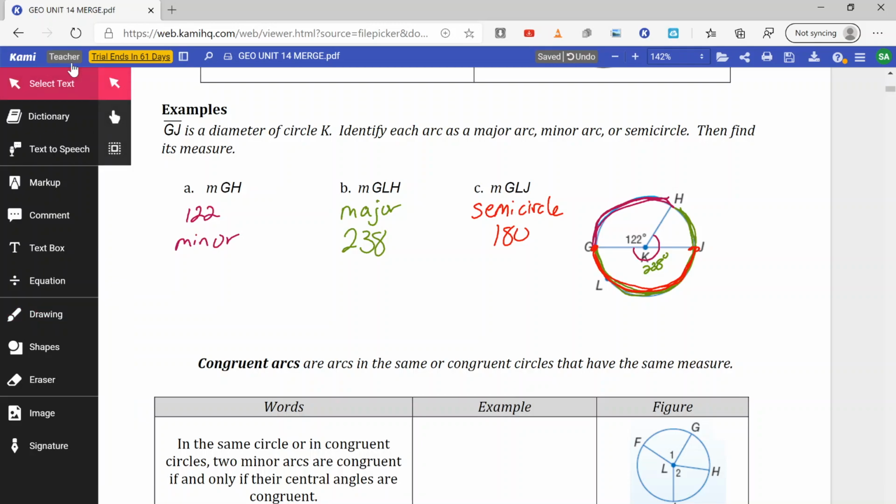So again, interior angles and arcs are going to be the same measure. So we just have to figure out what angle measures we're dealing with and apply it to the arcs on the outside of the circle.